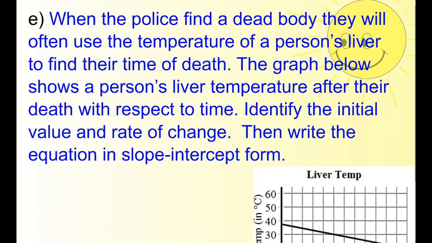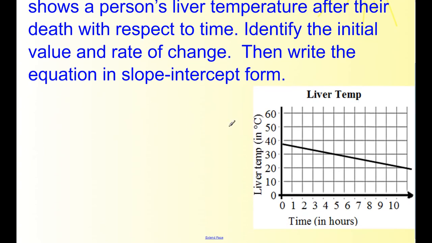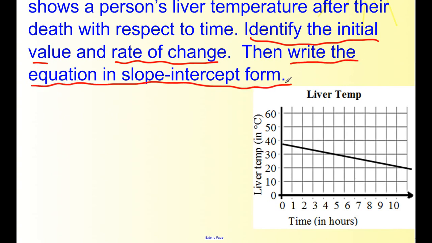Letter E. When the police find a dead body, they will often use the temperature of a person's liver to find their time of death. The graph below shows a person's liver temperature after their death with respect to time. Identify the initial value and rate of change. Then write the equation in slope-intercept form. Okay, so verbs. Identify the initial value and the rate of change. Write the equation in slope-intercept form. There are three things they want you to do.